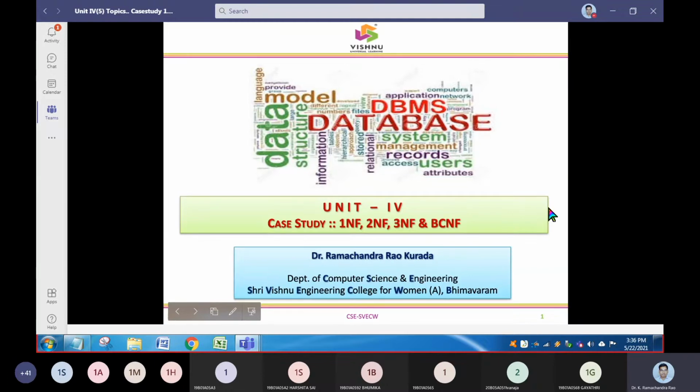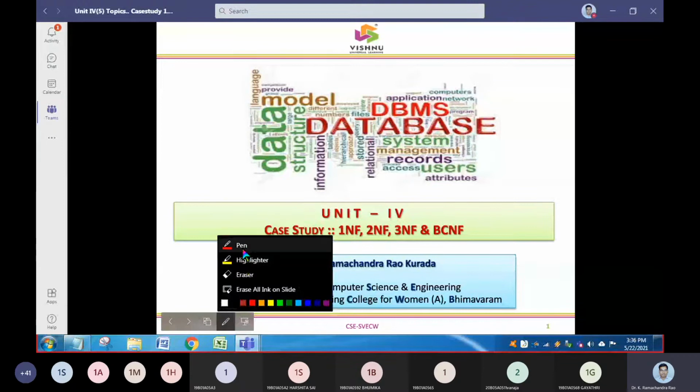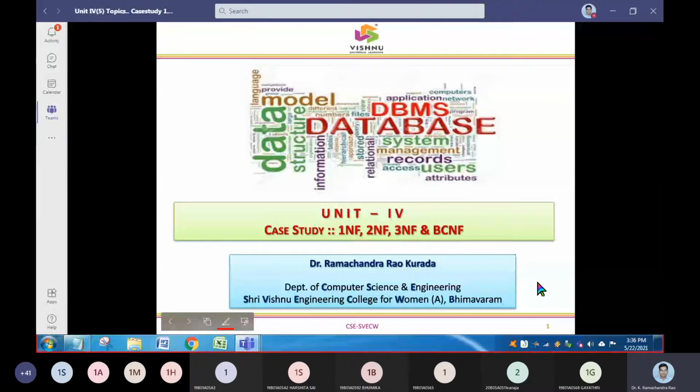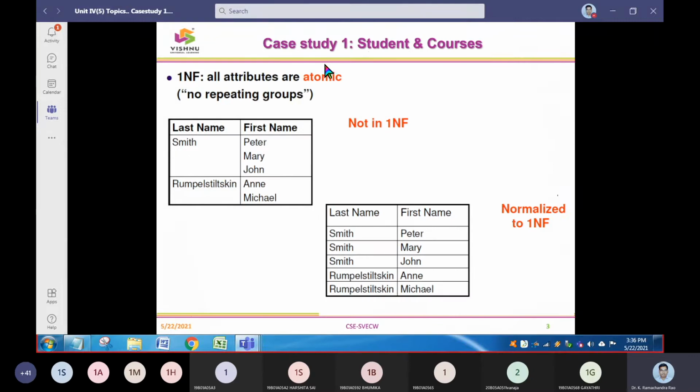In today's class, first we will take up two case studies. In these case studies, we will revise how first, second, third and Boyce-Codd normal forms are implemented. Let us take case study 1, which is related to courses and students.